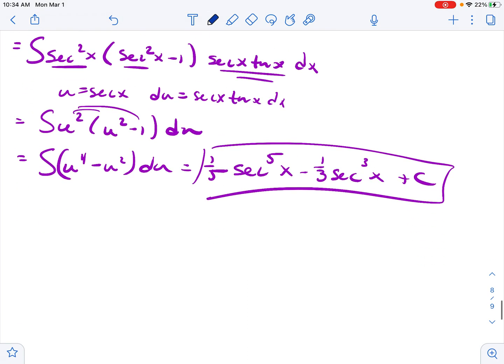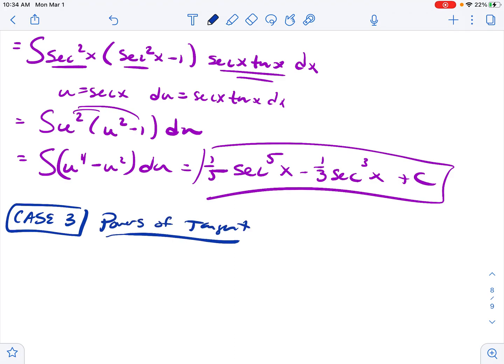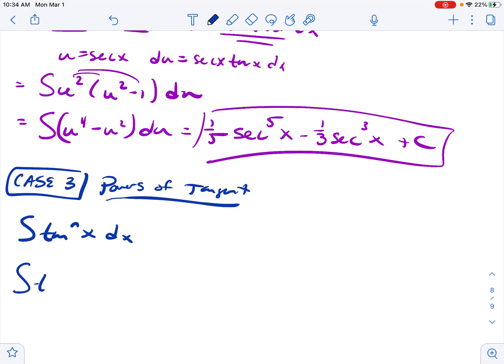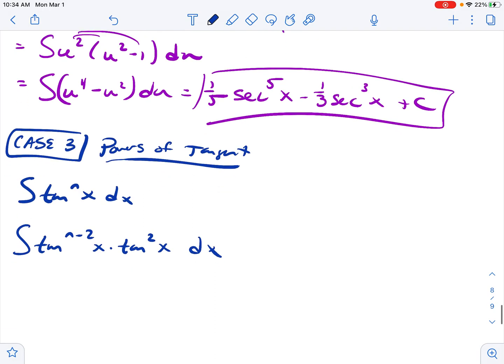And hopefully you've stayed in it this long because we've made it to the final case of these things. And this is just powers of tangent. Okay, no secant whatsoever, just the power of tangent. Okay, and so let's suppose we have tangent to the nth power of x dx. What we're going to do is break off a tangent squared. So I'm going to take off 2 powers of this. And I'm going to replace tan squared with secant squared x minus 1.